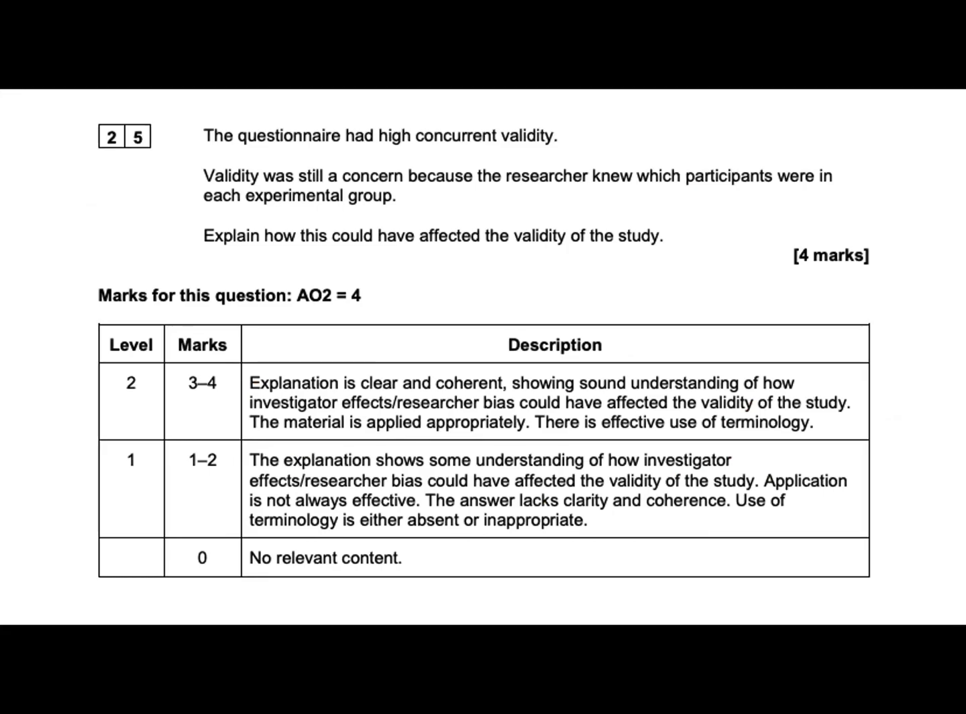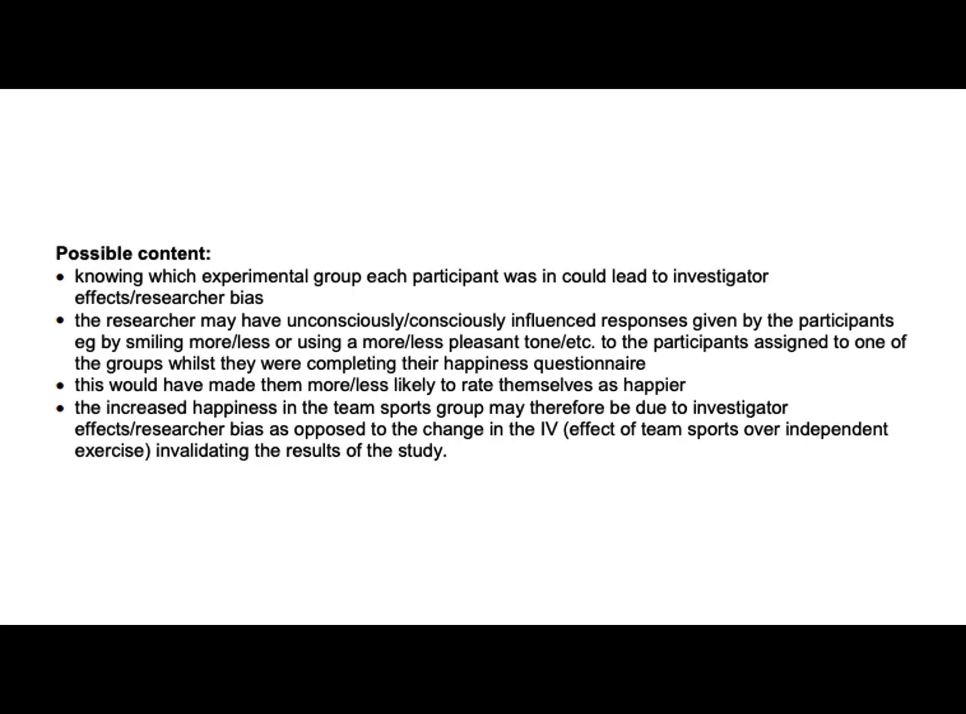So, of this study, AO2, we're not just talking about experimental effects generally. We need to explain in this study exactly how that could have happened. Most people did this well. Most people embedded their answers fully into the STEM material, so you did actually use the scenario to explain how investigator effects may have occurred, but less able students that were getting just 1 or 2 marks gave really generic responses about investigator effects or researcher bias. So you need to absolutely apply effectively when requested.